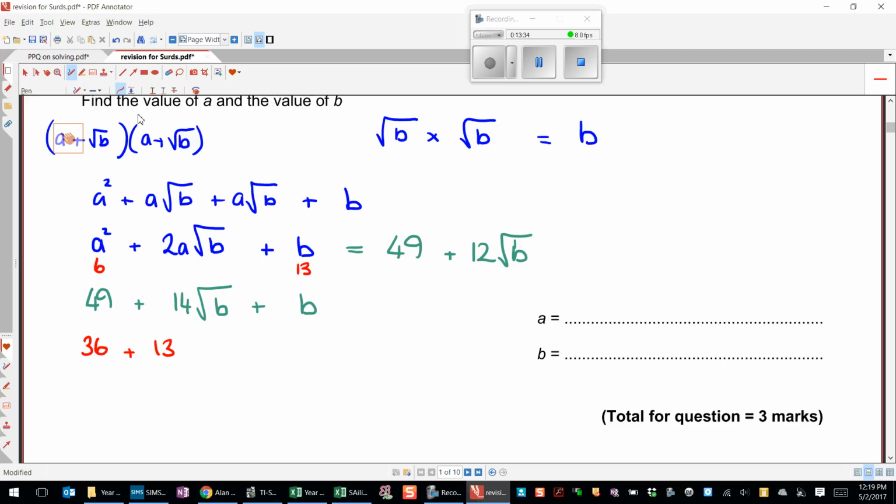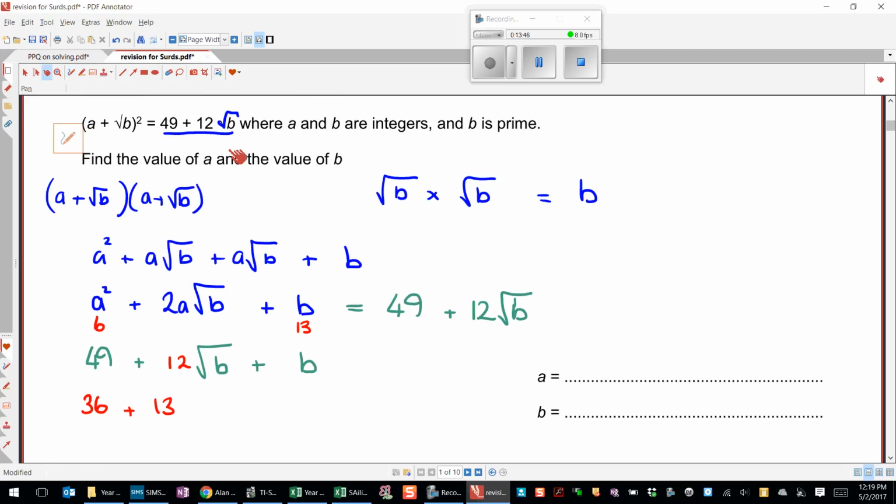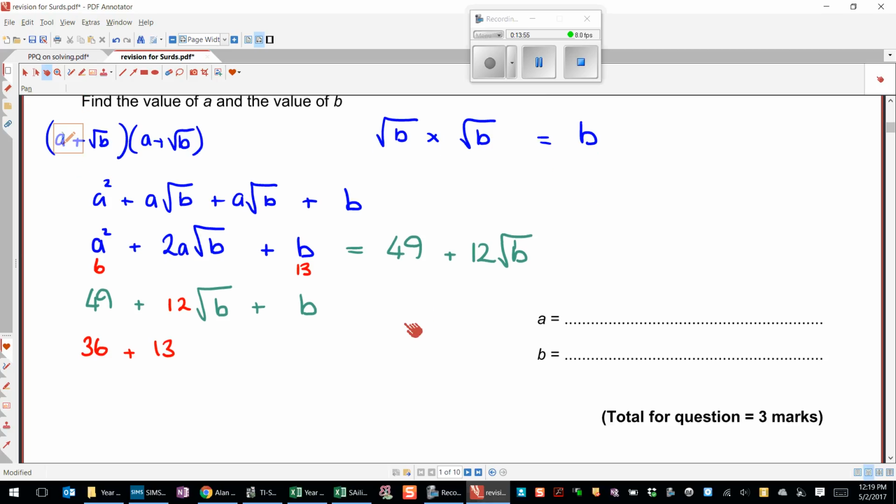Now that would also mean that here 2 A's would actually be 12. Ooh, 12, look. We've got the 12. Which means B has to be, well, we've just written it: 13 and A is 6.